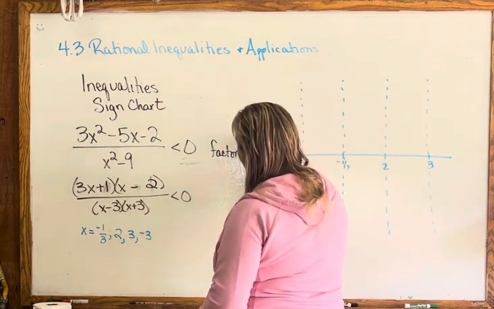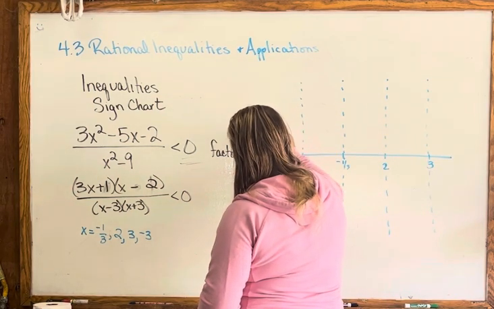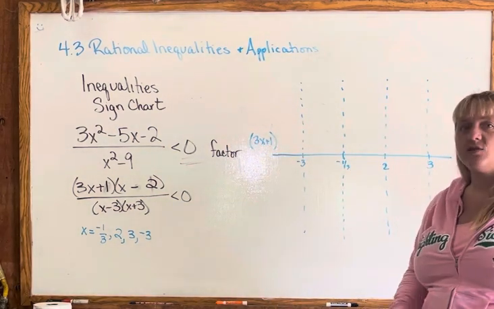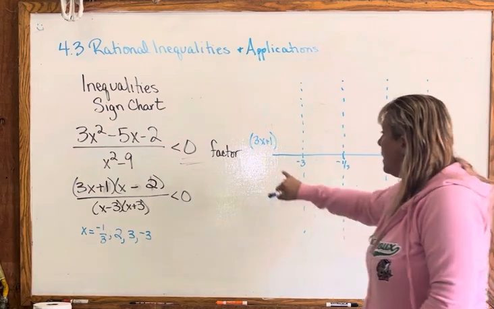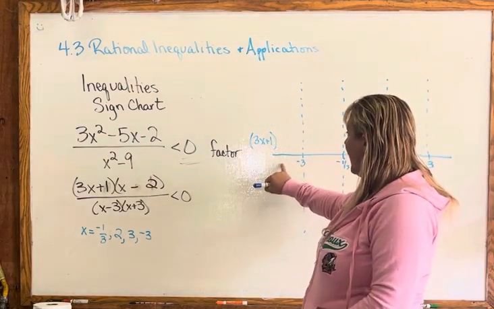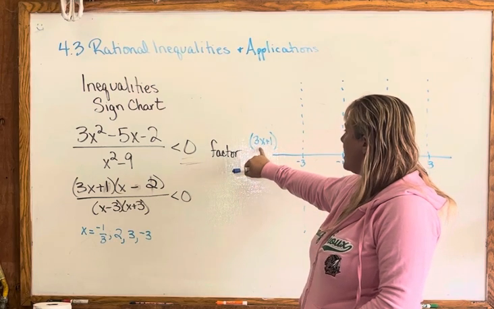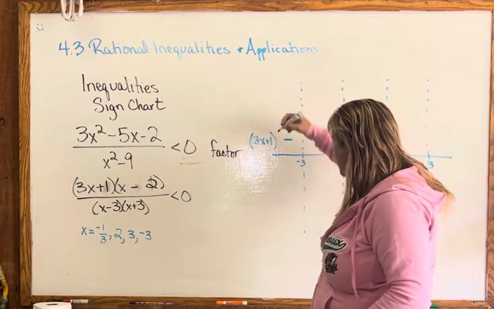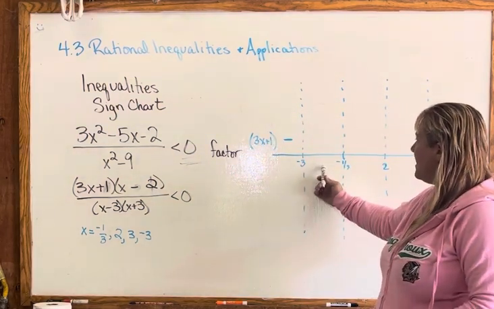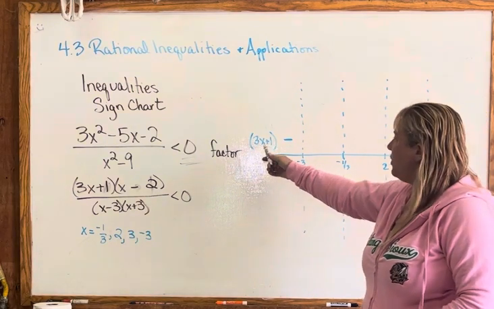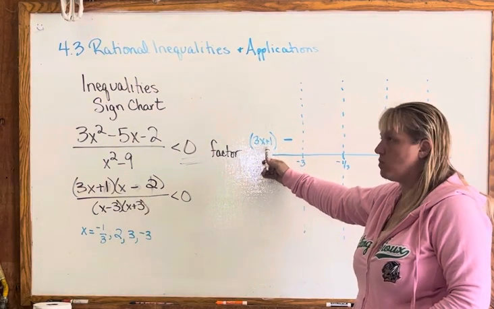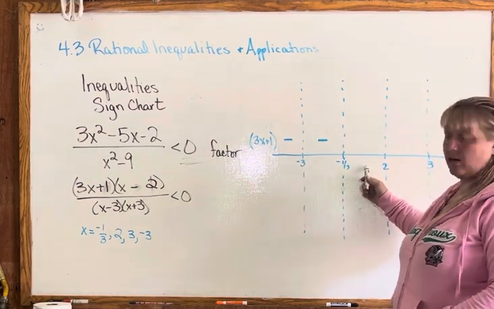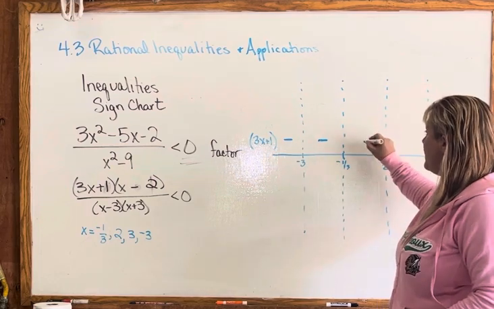And now we're going to go through and we're going to check each factor. And remember, all we're interested in is whether it's positive or negative. So if you put in a number in this zone, like negative 4, let's say, that's going to make negative 12 plus 1. That's still going to be negative, isn't it? Now, can we agree that negative 1 is in here? So if we put negative 1 in there, we get negative 3 plus 1, still negative. 0 is in here. If we plug 0 in there, we're going to be positive.